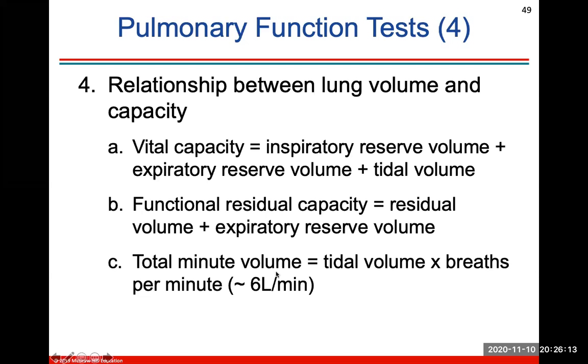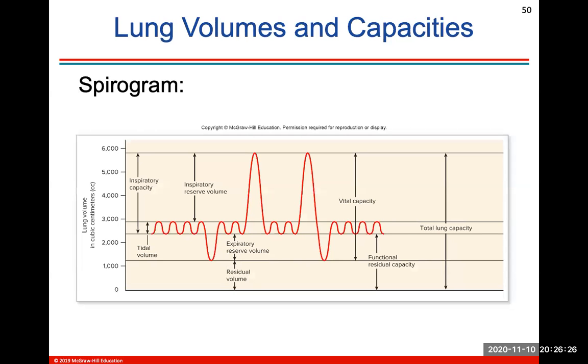The total minute volume is the tidal volume times the breaths per minute. And this is about 6 liters per minute. That's going into and out of your lungs during a minute of normal breathing. So this is what a spirogram looks like.